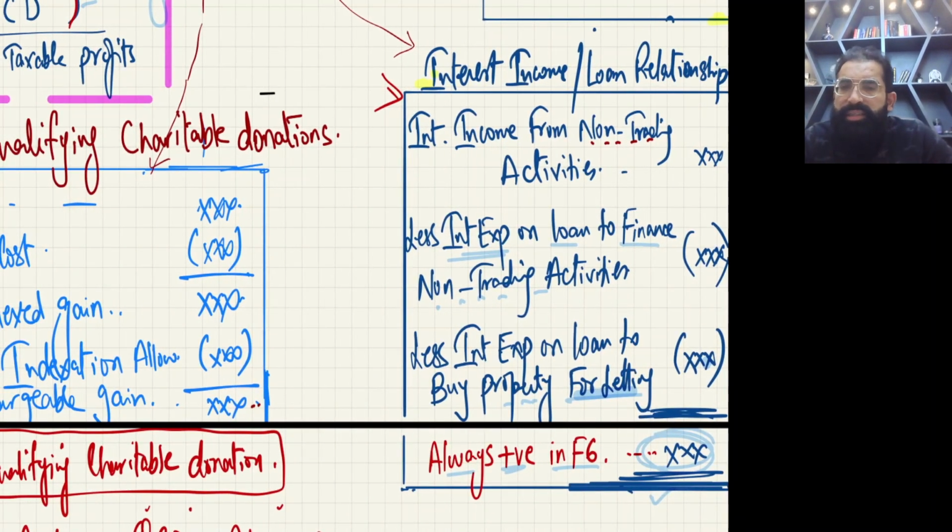So this is the interest income head, and this final answer will always be positive. See, always positive in F6. In your F6 tax course, this is the good news: there won't be any loss, any negative number, in this interest income head.